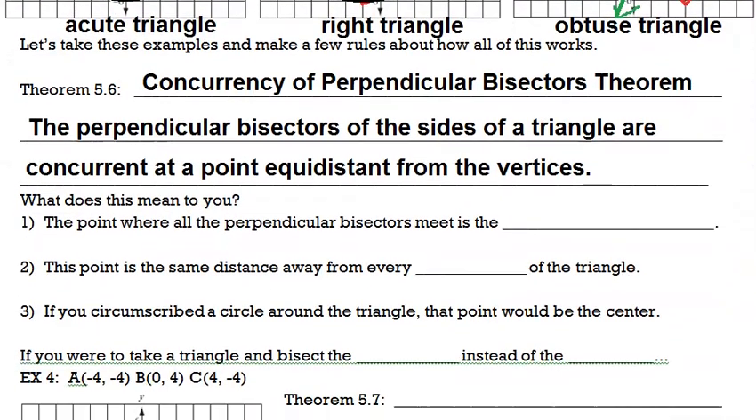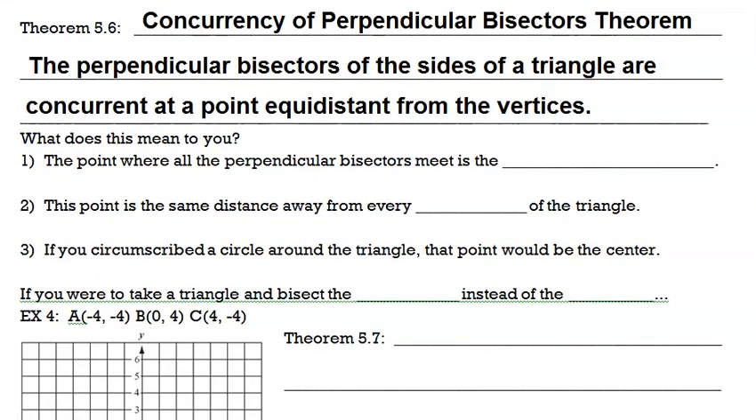All right, let's talk about what this means to us here. That was a whole lot of information. The point where all the perpendicular bisectors meet is called the circumcenter.